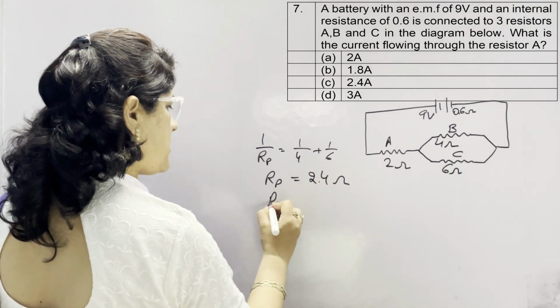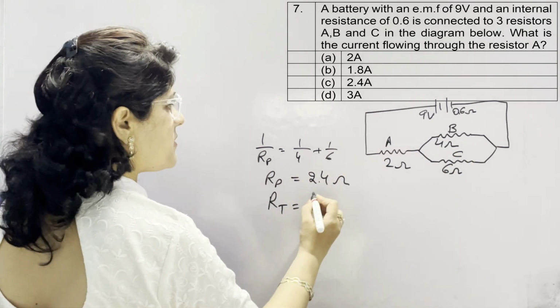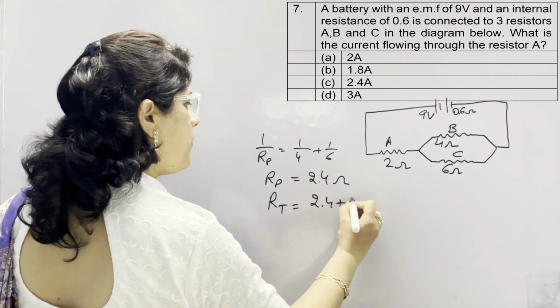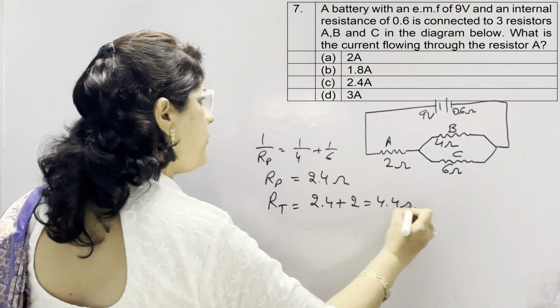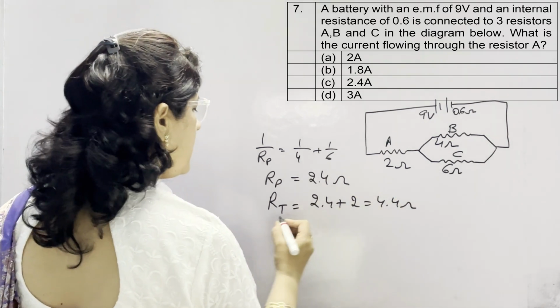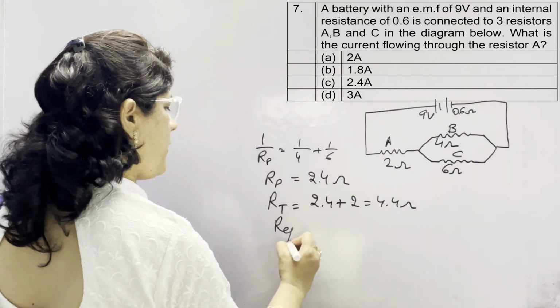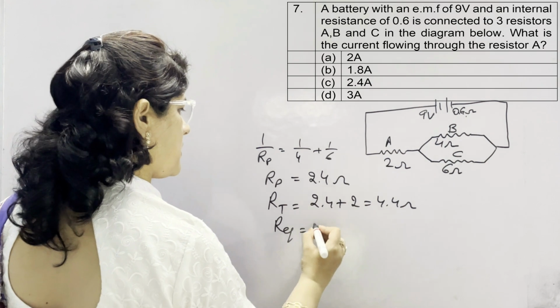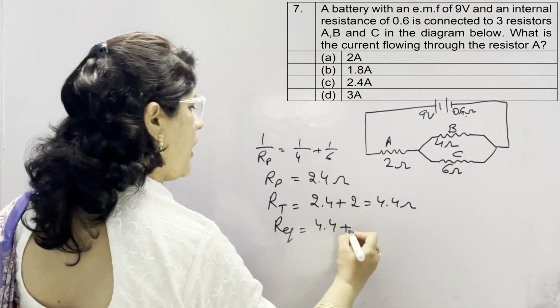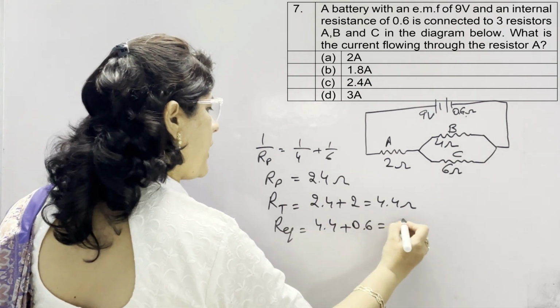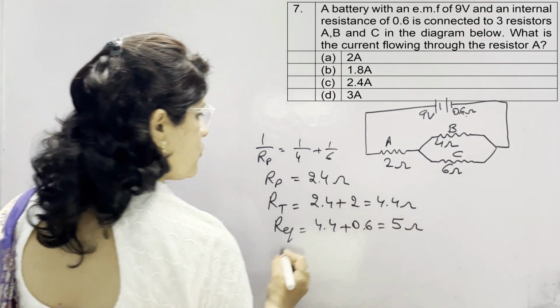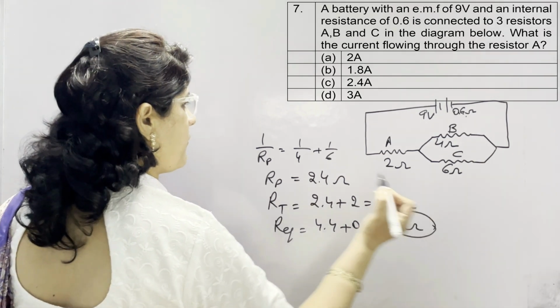Then the equivalent resistance of the circuit is 2.4 plus 2, which means 4.4 ohm. And then the internal resistance: the equivalent resistance including the internal resistance is 4.4 plus small r, which means 0.6. The value comes out to be 5 ohm. So the total resistance of the circuit is 5 ohm.